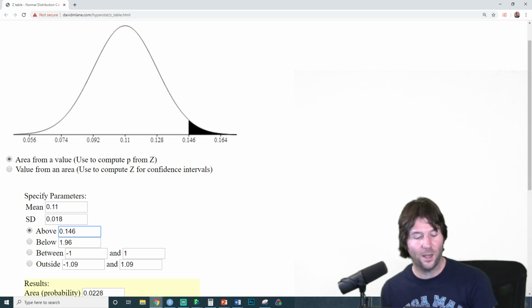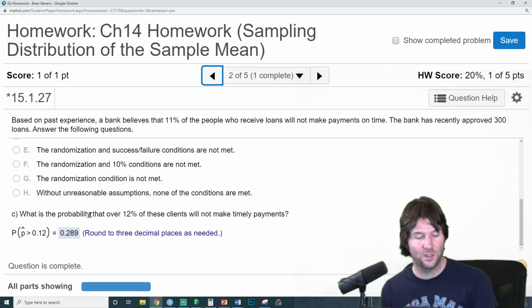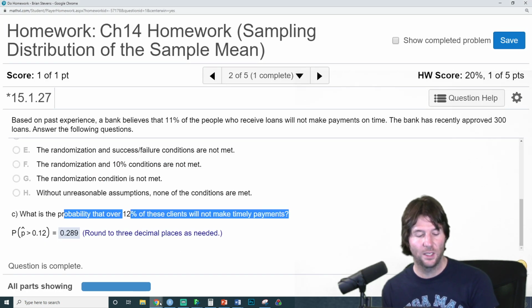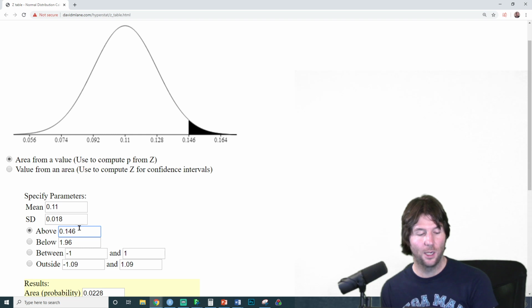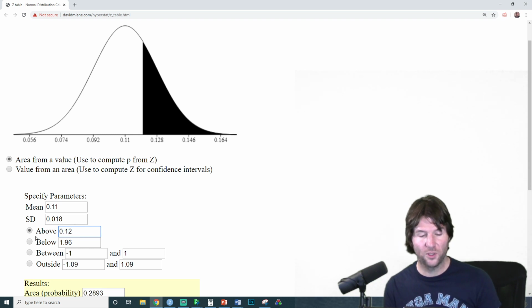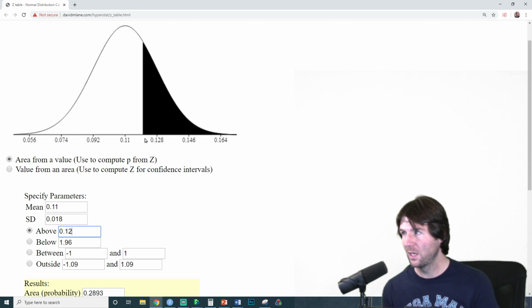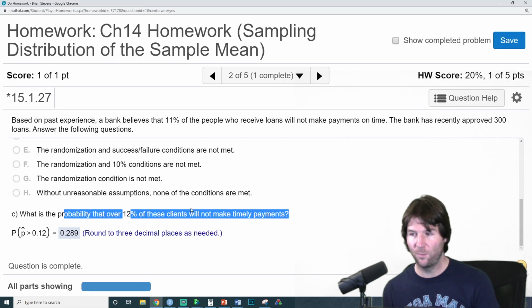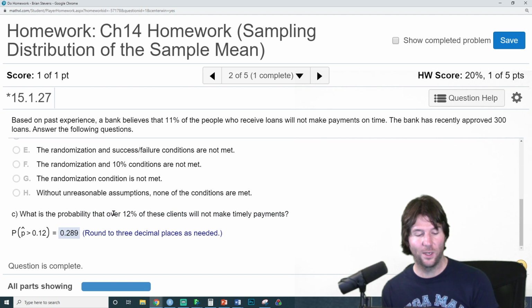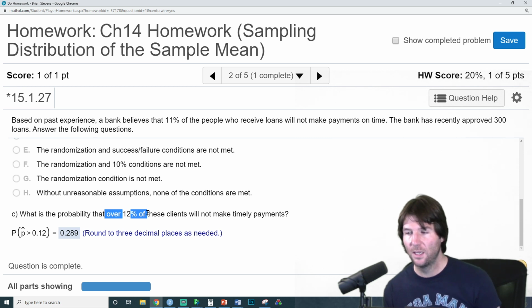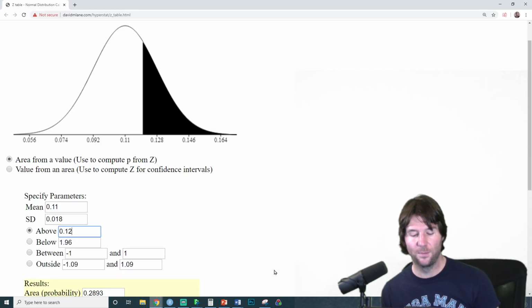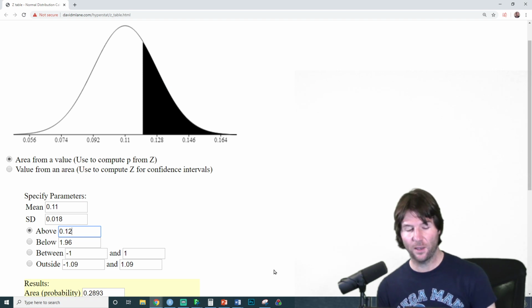How did you get the 12? Ah, yes. Great question, Caleb, right there. We did 12% because the question said over 12%. So we went to our curve and we said, what's the probability that over 12% of people will not make timely loans? And this is where I got 12 from the question saying, what's the probability that more than 12%? So I went greater than 12 because of the over, and then 12 is what I selected on the curve because more than 12%.